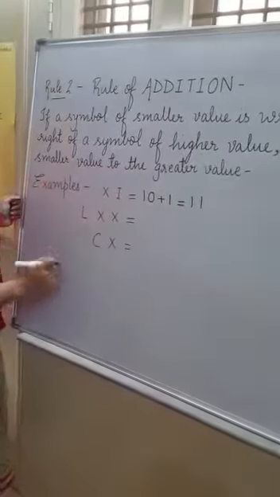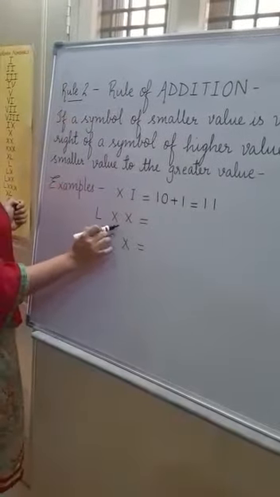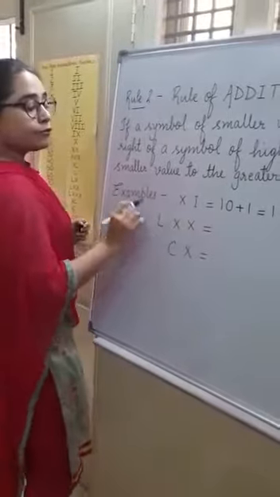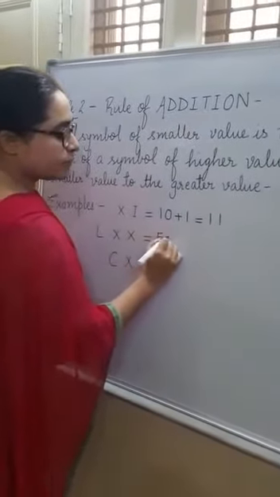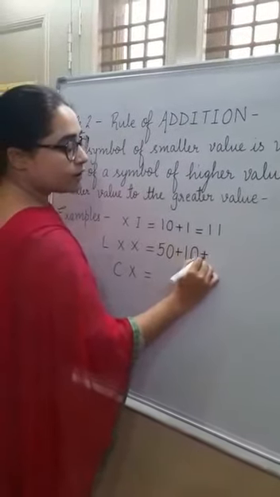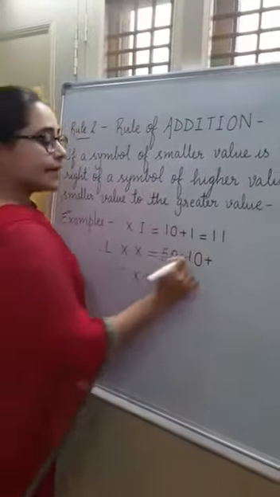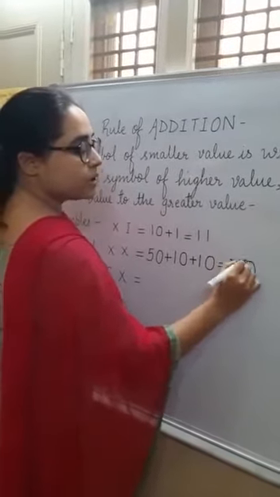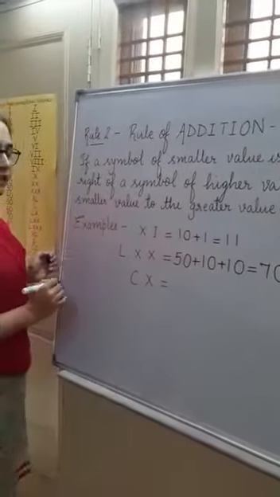Now the next example is LXX. You know very well L has the value of 50. So you are going to write 50 for L. For X you are going to write 10, and for the next X you are going to write 10 again. So the total will be 70. So the number is coming 70 over here.